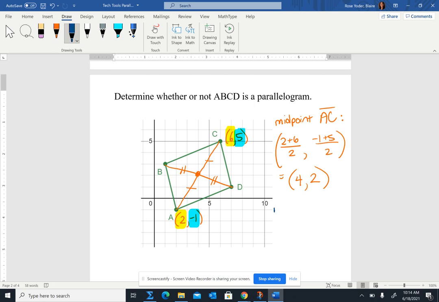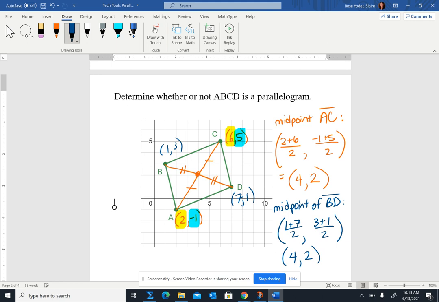So the next thing that we need to check is what's the midpoint of BD. So let's see, the coordinates of B are 1, 3, and the coordinates of D are 7, 1. And let's do the same thing. We'll average them by adding up the x's and dividing by 2, and then averaging the y's by adding them up and dividing by 2. And we get a midpoint of 8 divided by 2 is 4 for the x coordinate, and 4 divided by 2 is 2 for the y coordinate.